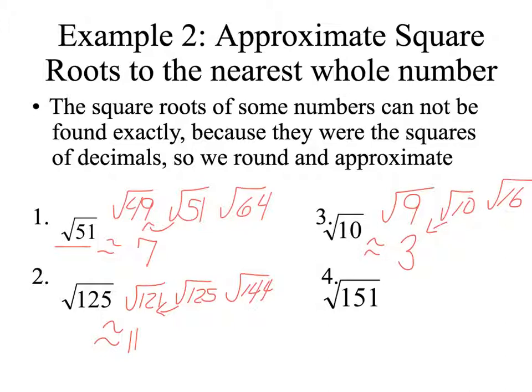Now the square root of 151, that falls in between our perfect square of 144 and 13 times 13, which is 169. From 144 to 157, I jumped 7 spaces. To go from 151 to 169, I'm going to be jumping 18 spaces, so I'm closer to 144. So it's approximately 12.